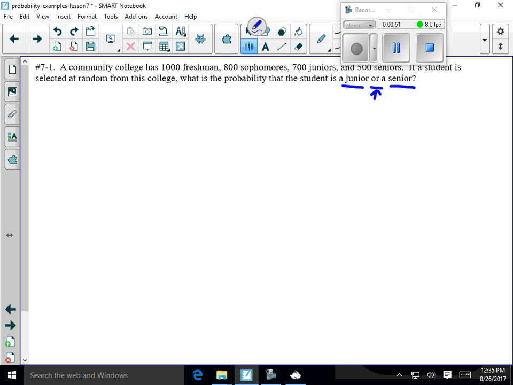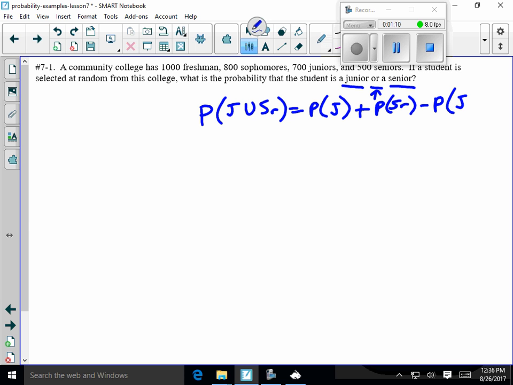So this is an OR case compound event probability, and that means we're talking about the probability that we have a junior, or I'm going to use the union symbol, or a senior. From formulas we know this is the probability of junior plus, because OR is add, the probability of being a senior, but we would have to subtract off the probability that the person is a junior and a senior at the same time. The thing is, though, a student cannot be both a junior and a senior at the same time. So that would definitely be 0.